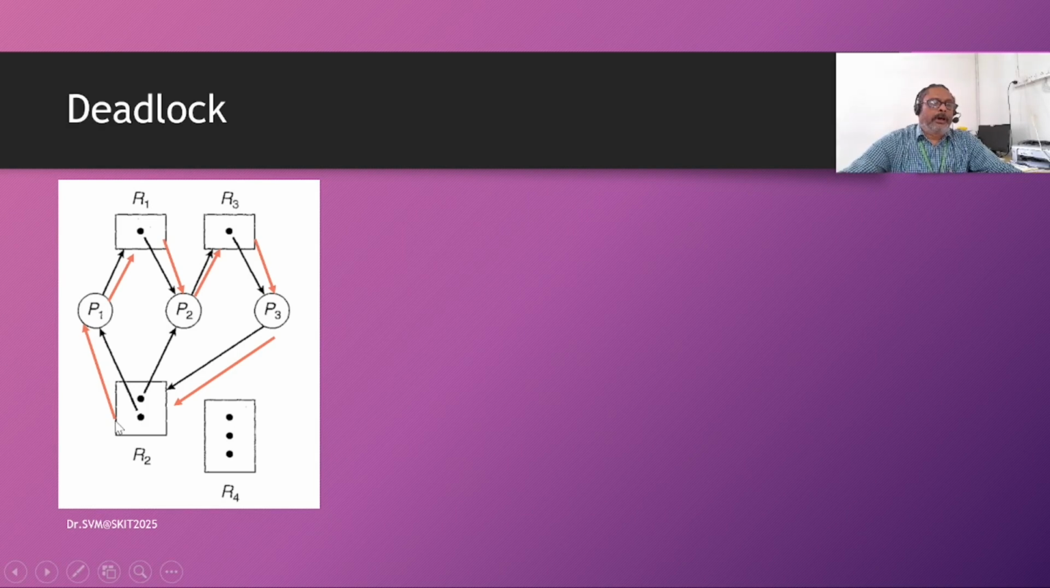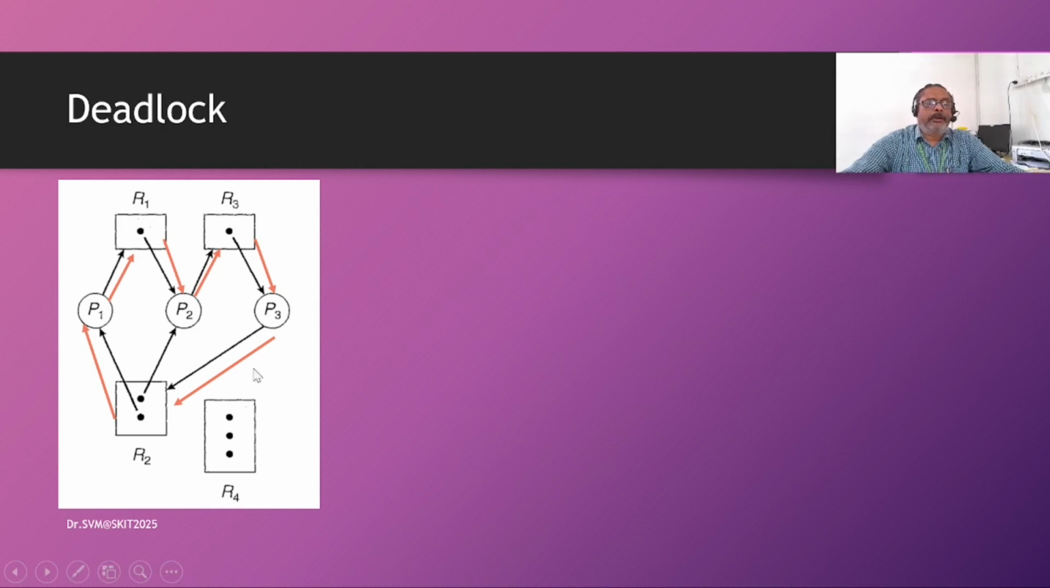So one instance of R2 is with P1, no issue, but can we run P1? No, because it is waiting for R1. Is R1 available? No, because it is with P2. So can we run P2? No, because it is waiting for R3. Is R3 available? No, because it is with P3. So can P3 run? No, because it is waiting for R2.